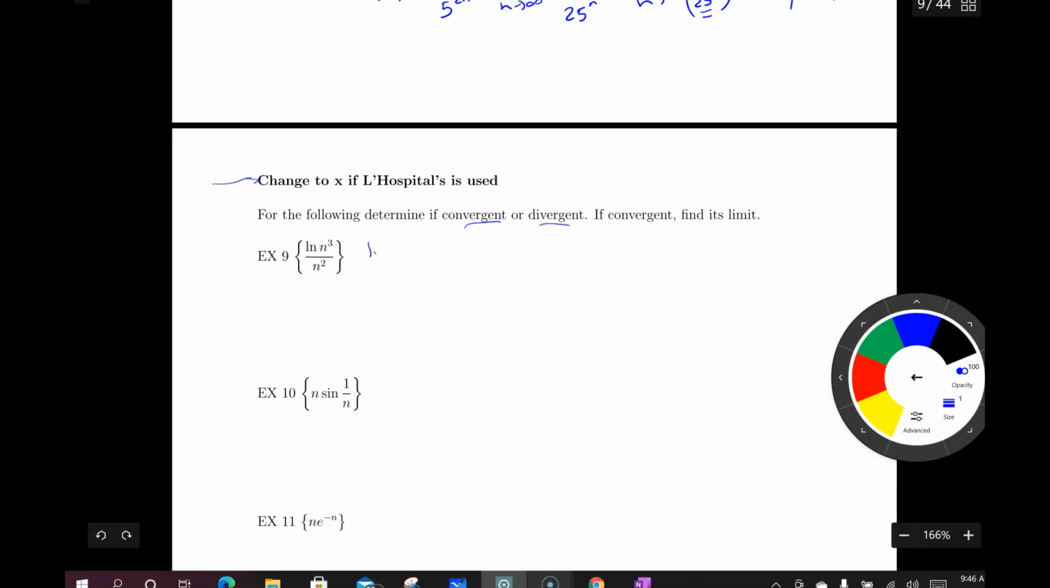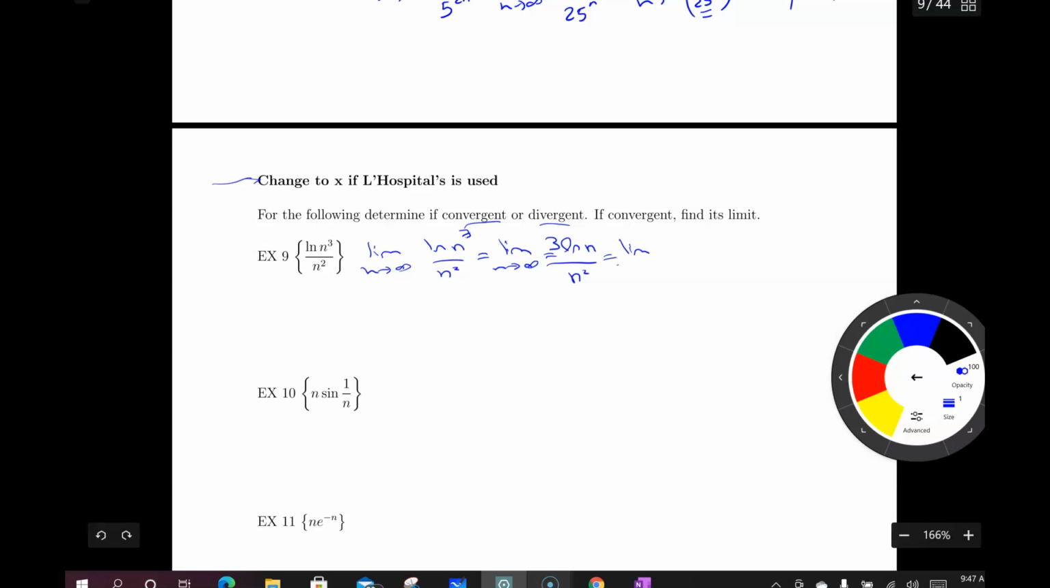So if I try to take the limit as n goes to infinity, ln of n cubed over n squared, I do get infinity over infinity. I cannot do highest powers on this. So what I'm going to do is I'm first going to use the properties that I know about ln and bring this 3 down in the front. This is not a derivative, this is just using the properties of ln.